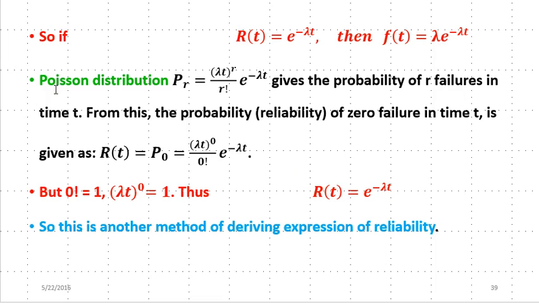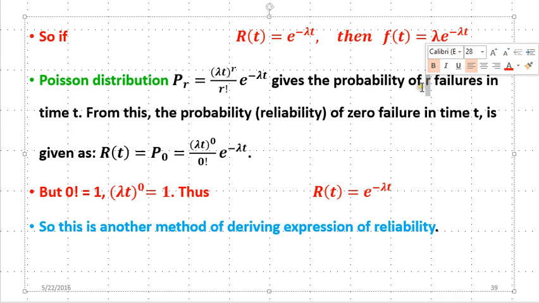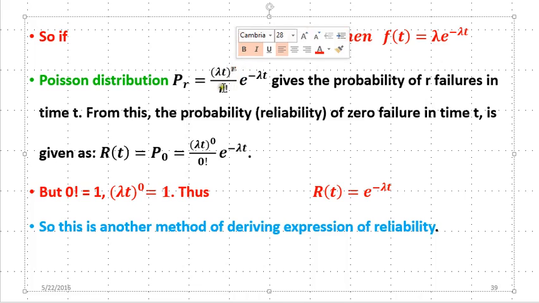There is another formula we call the Poisson distribution. P of r is equal to lambda t raised to power r, all over r factorial, times exponential minus lambda t. And this formula is the probability for the occurrence of r number of failures in a given time t. Now let us assume we want to find the reliability, that is the probability that 0 failures occur. If 0 failures occur, it means my r is equal to 0. I should put 0 for this, and I should put 0 for this.